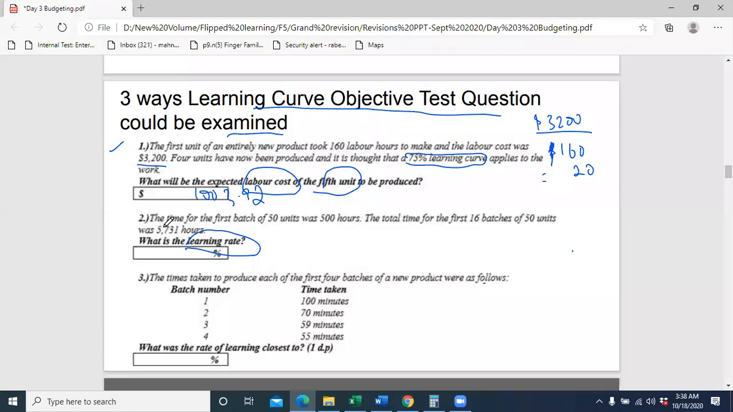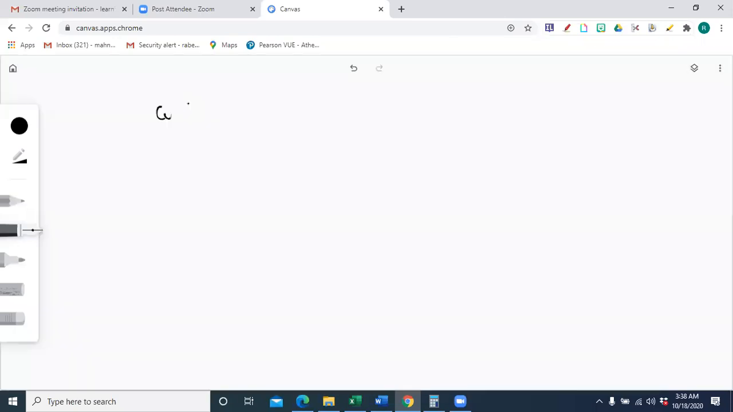So here I am given the time for the first batch, which is 500 units. And then I'm given the total time for the first 16 batches, and the total time is 5731. I'm not given anything else, and I need to calculate the learning rate here. I told you the format is the same: cumulative units, and then cumulative average time per unit.